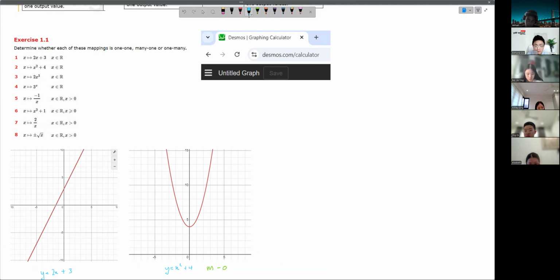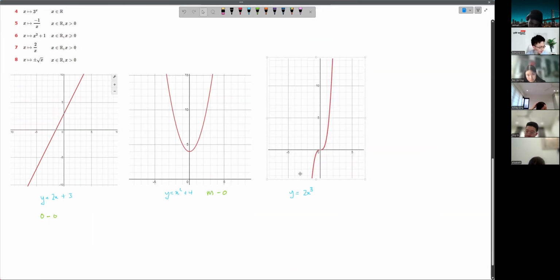So the next one will be y equals to 2x cubed, right? That is question 3. So y is 2x cubed. How will it look like? Okay, so this is how it will look like. Y is 2x cubed. So this one, what do you think? Is it one-to-one, one-to-many, or many-to-one? So the graph, which means that here it will just go up in a straight line. Then here will go down. Okay. So this one is actually 1 to 1.